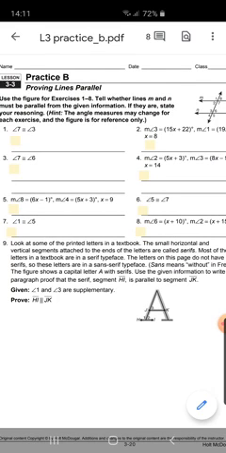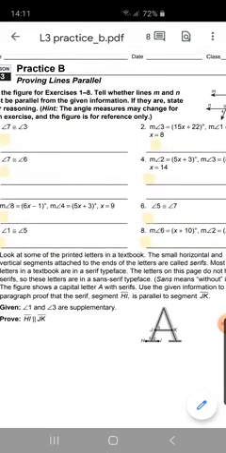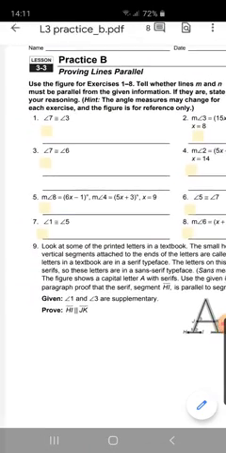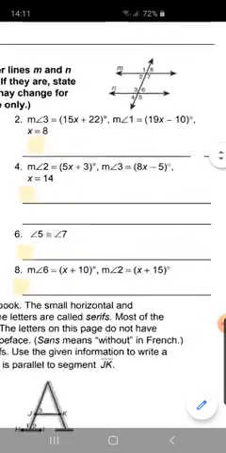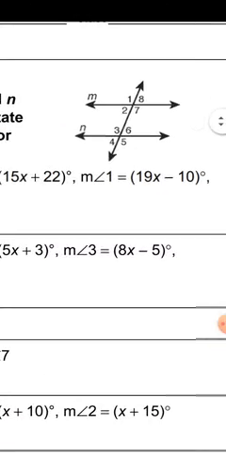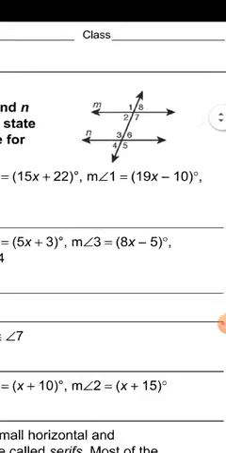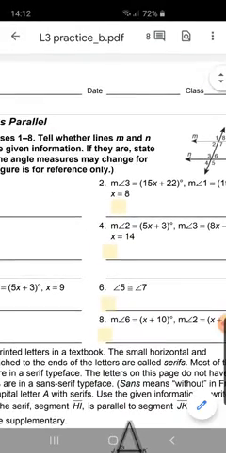Okay, but here they have given us some extra information. The angle measures may change for each exercise and the figure is for reference only. So this figure is for reference only. We cannot relate the first question to the second, because we cannot say angle 1 is equal to angle 7 and angle 7 is equal to angle 5 in all the questions. It is not possible, because for every question the numbers will be different.